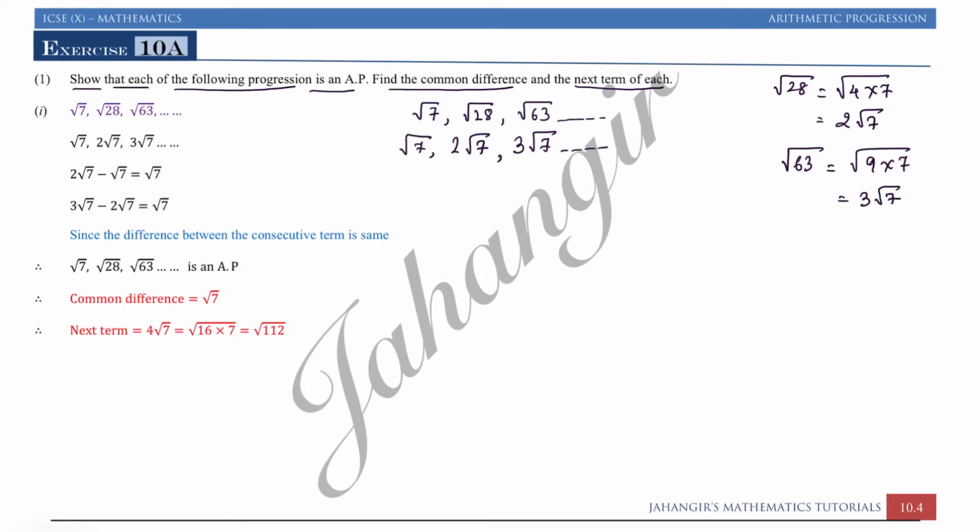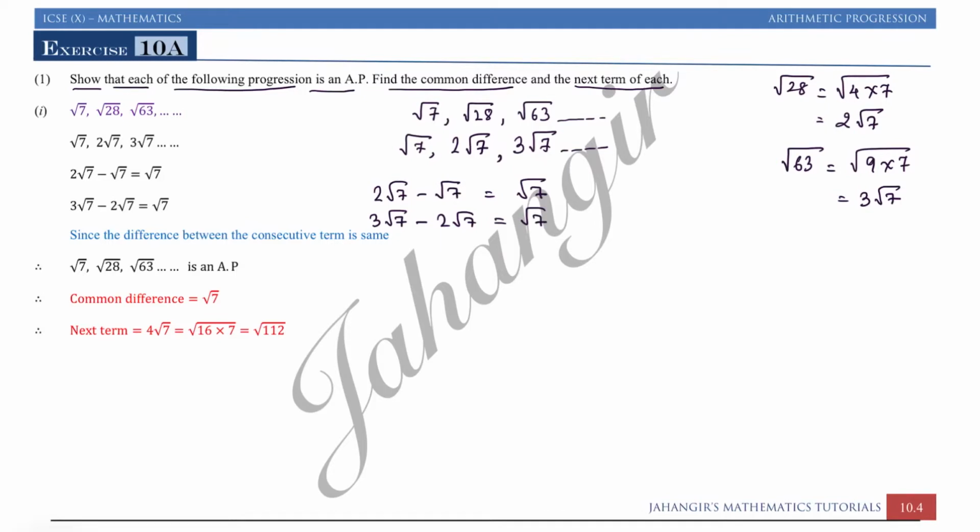Now we have to show that each of the terms is in progression. To show that each term is in progression, what we will do, we will find difference between the consecutive term. If difference between the consecutive term is same, we will say it is an AP. So we can say, first we can separate 2 root 7 minus root 7. Obviously you can say that is root 7. Then third term, that is 3 root 7 minus 2 root 7, which is again root 7.